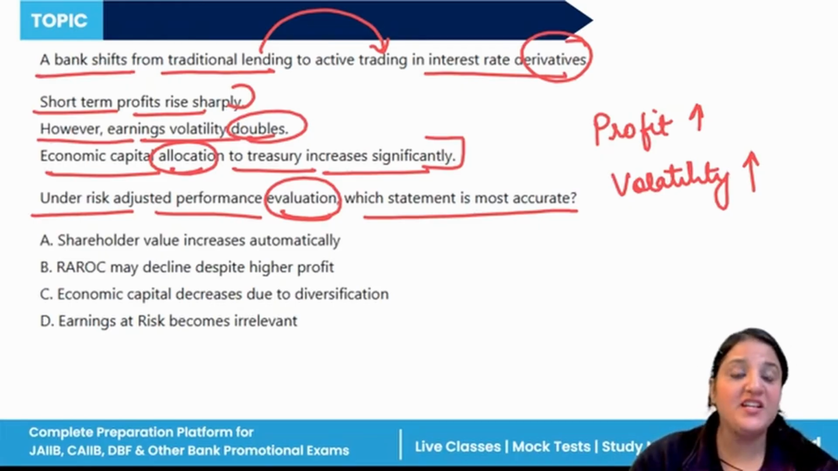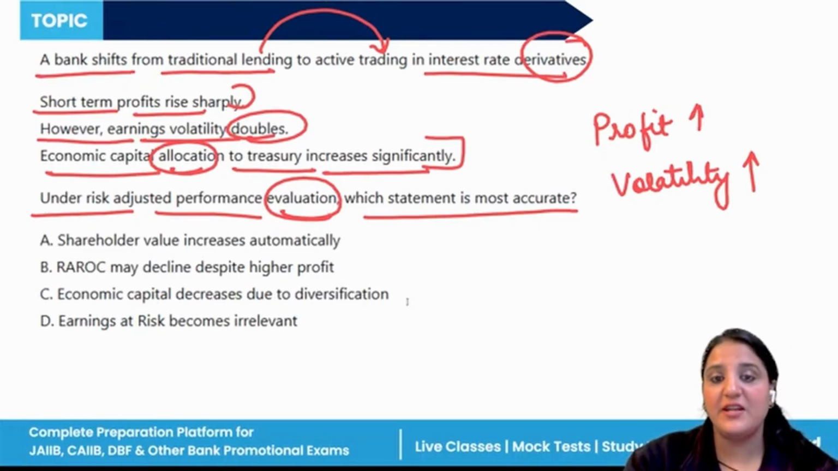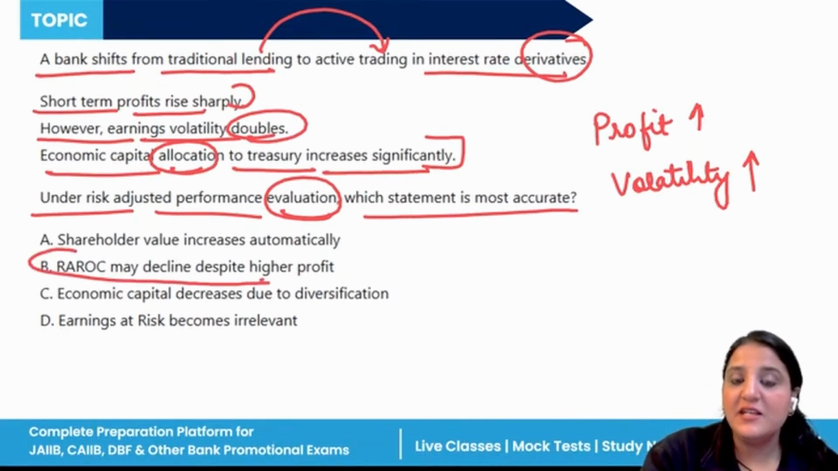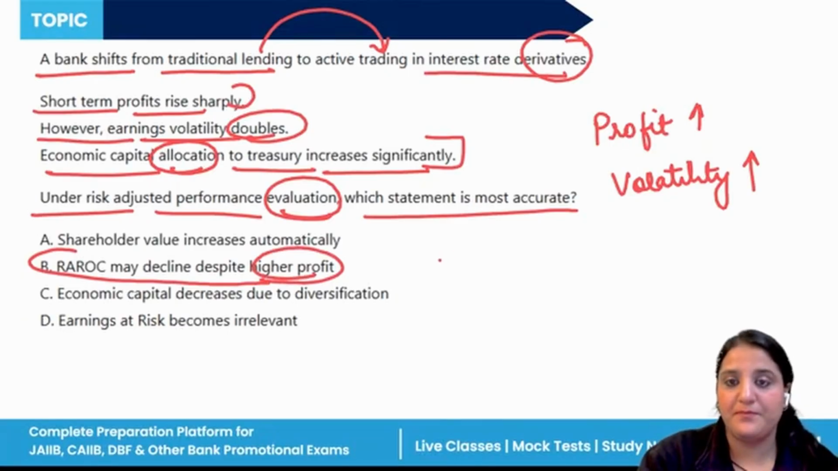So higher profit does not guarantee you higher value. That's why option B is correct. RAROC may decline despite the higher profit. So option B is correct here.